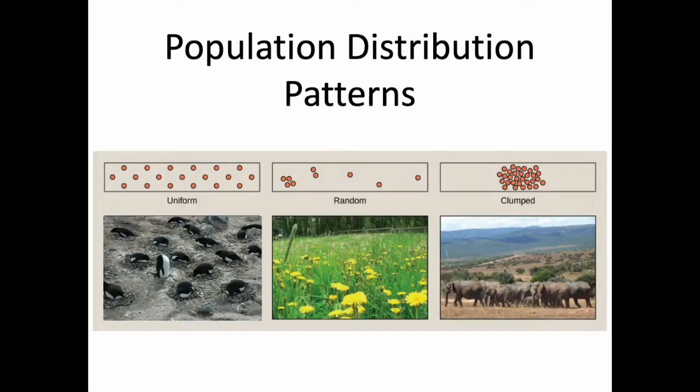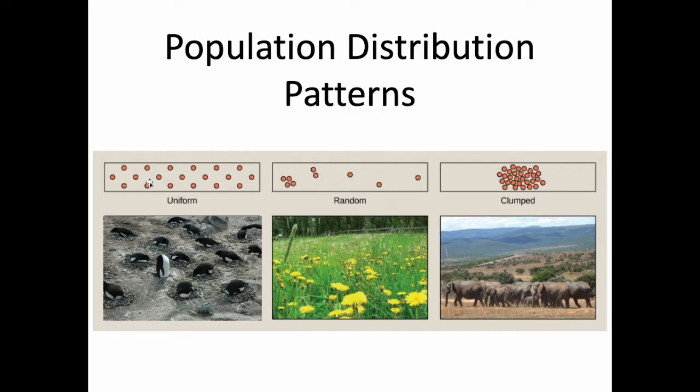Another important metric is distribution pattern. The pattern of distribution can be uniform, random, or clumped. What does that mean? Well, uniform means evenly spaced. There are a lot of nesting birds that have very specific requirements for their nests and will space themselves out pretty evenly in their ecosystem.